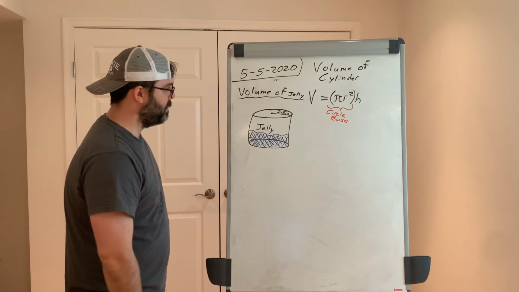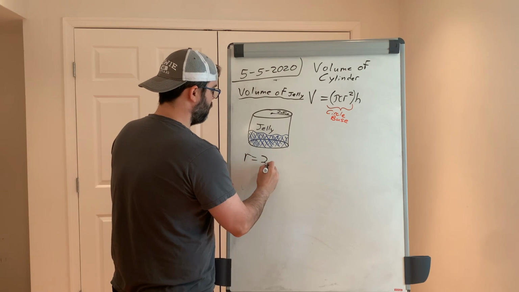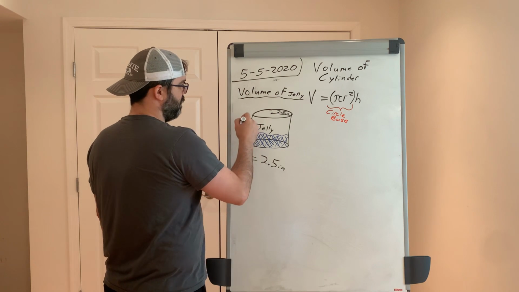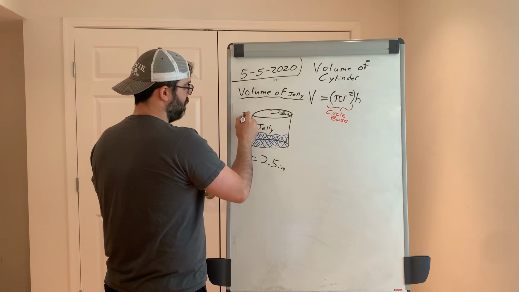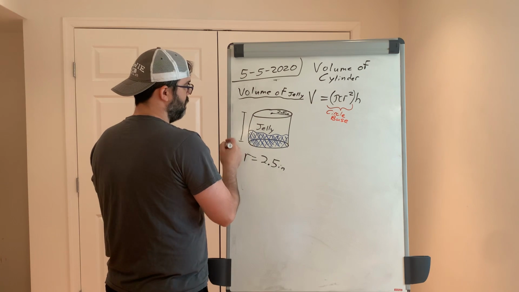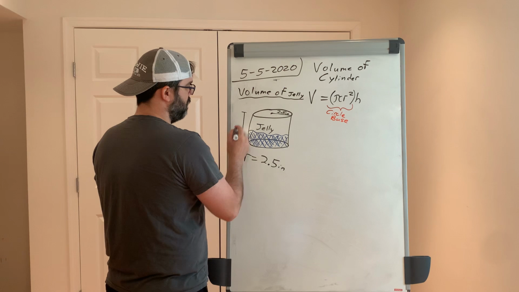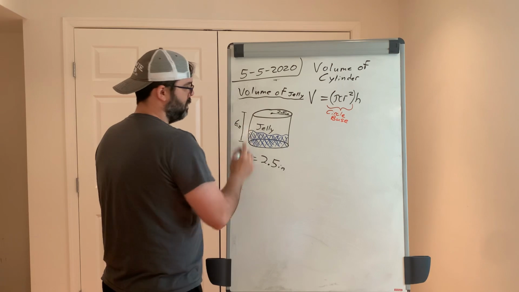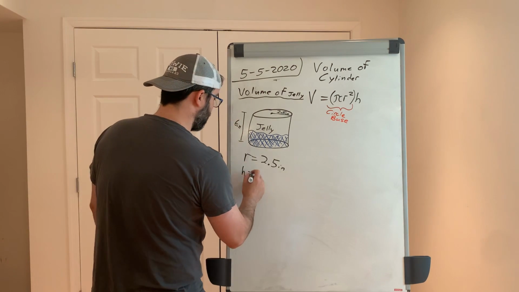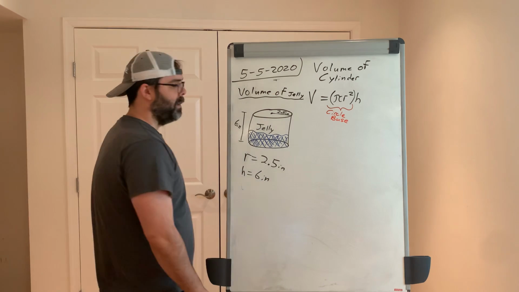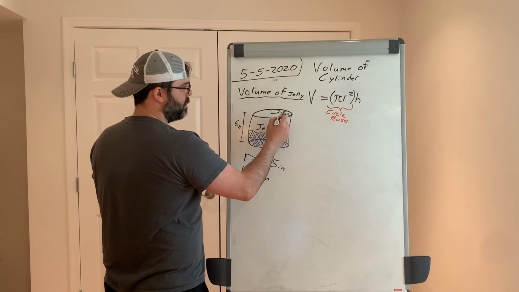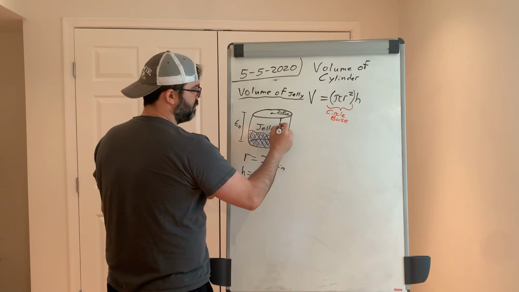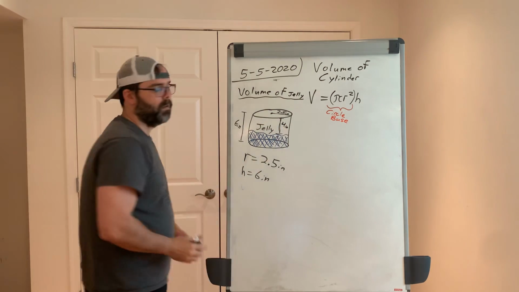So the radius is 2.5 inches. And let's say the height of the jar is 6 inches. Okay. And let's say that there is the space here, and here we measured, and let's say there's 4 inches there.